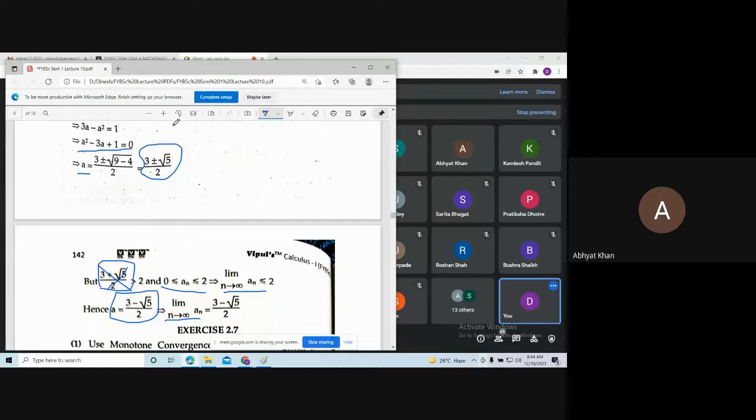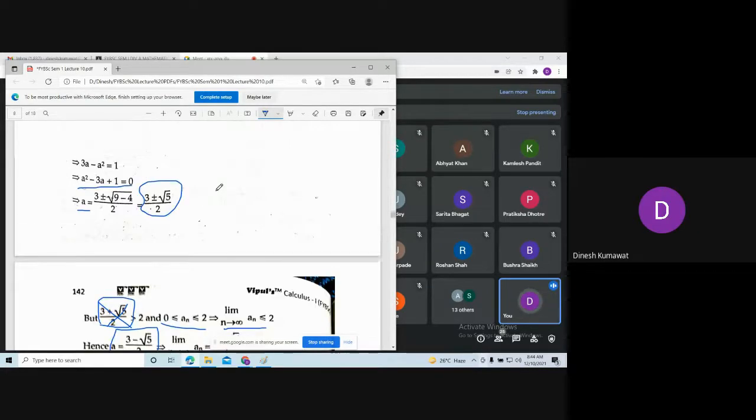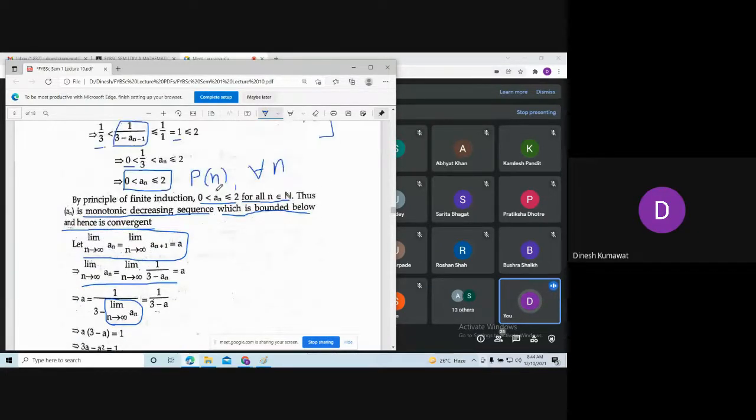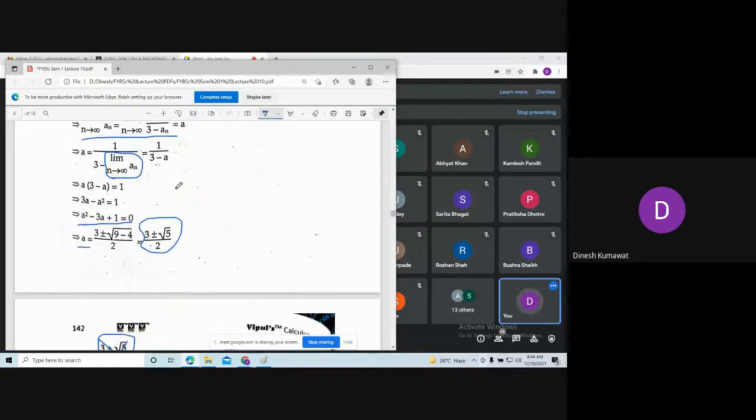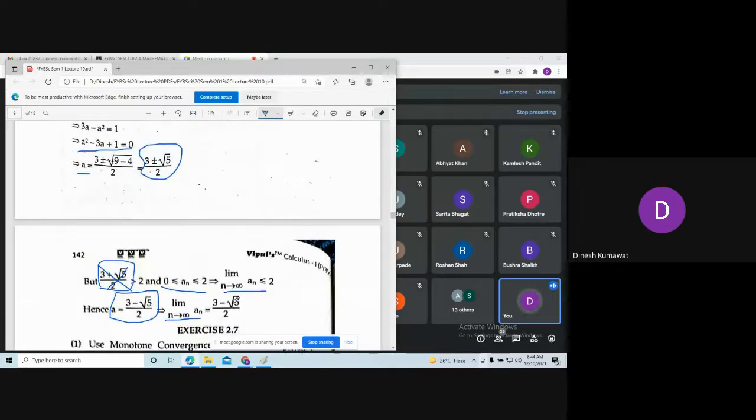Yes, sir. See, according to the statement of the monotone convergence theorem, we have what? If a monotonically decreasing sequence is bounded below, then it converges to its infimum. Here we are getting the infimum as 0, though we are getting its limit as (3 minus root 5) by 2. Observe this and just think about why we are getting this. Okay, and you need to give the answer to this in my next lecture.